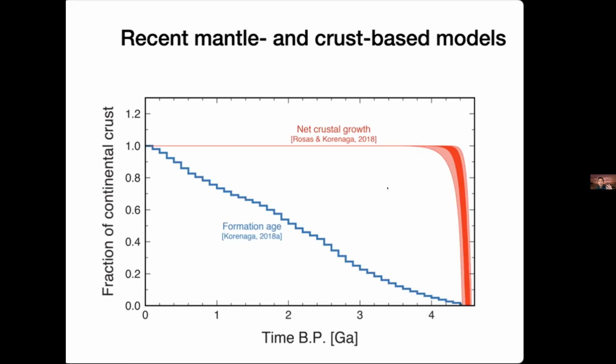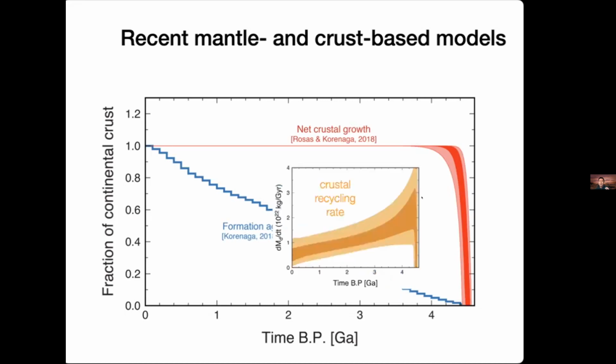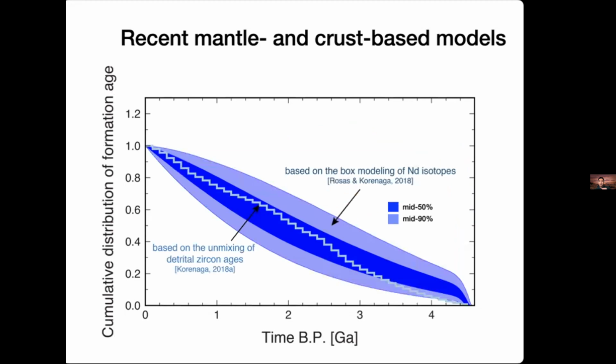Now, what is exciting about these models is that we can show these two models are actually consistent with each other, because this net growth model is built by geochemical box modeling, which comes with its own estimates of crustal recycling, as shown here in orange. And if you combine this crustal net growth curve with this crustal recycling, you can calculate the present-day formation age distribution according to the neodymium isotope system, which agrees quite well with the zircon-based estimate.